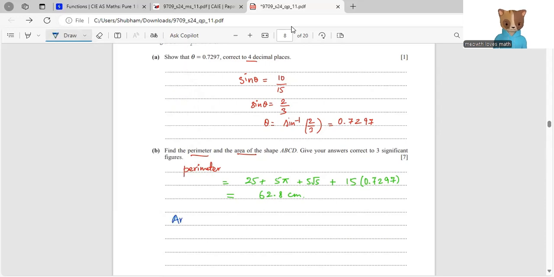Now, moving on to the area. Okay, so area of the sector, what it is, half r squared theta, isn't it? Plus area of the triangle, half base into height, plus area of another sector, half r squared theta. Okay, so we have these values. So I'll just plug in over here. First radius is 15, and then the theta is 0.7297. Okay, plus we have half base into height.